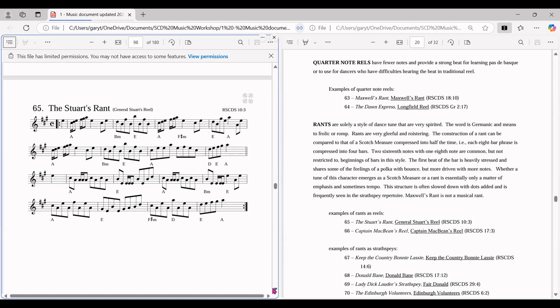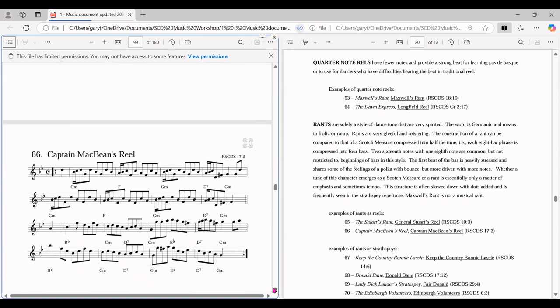And just like in strathspeys and jigs, that trill effect propels you forward in this most positive way. Number 66, the same thing in Captain McBain's reel.